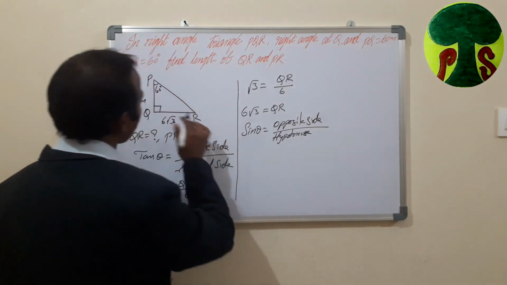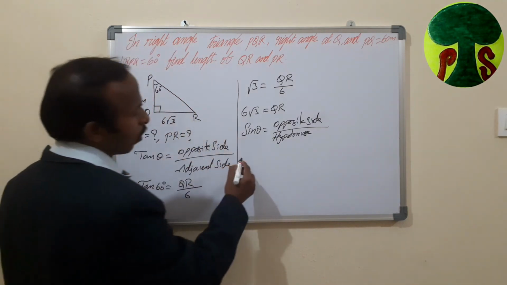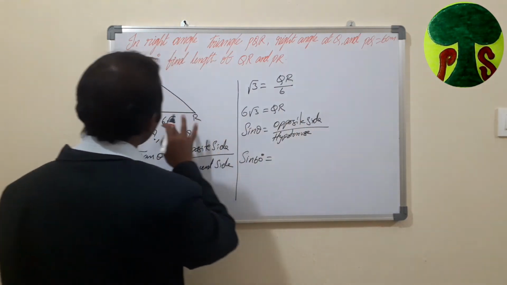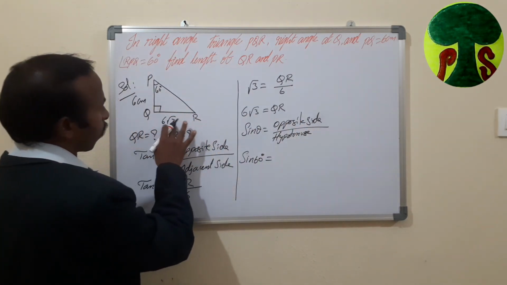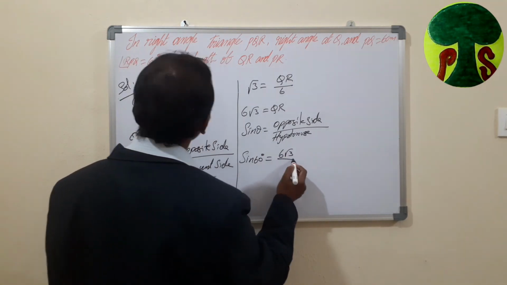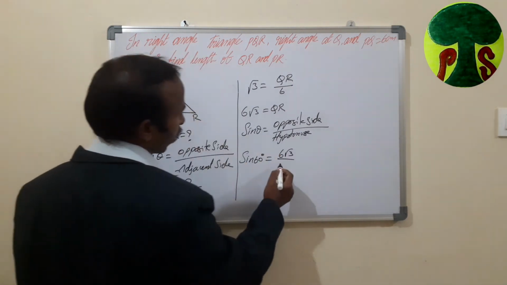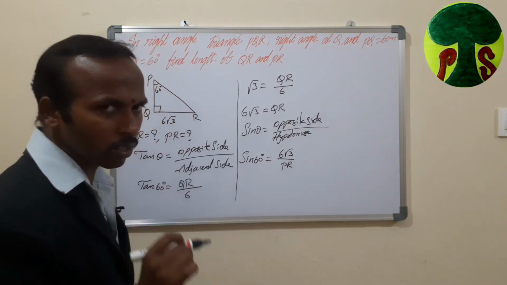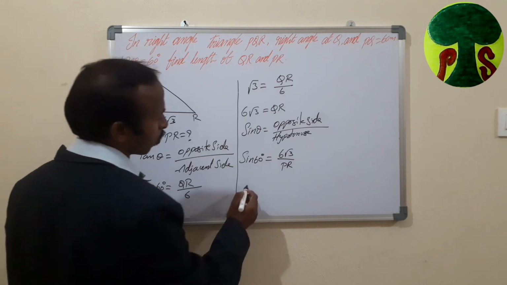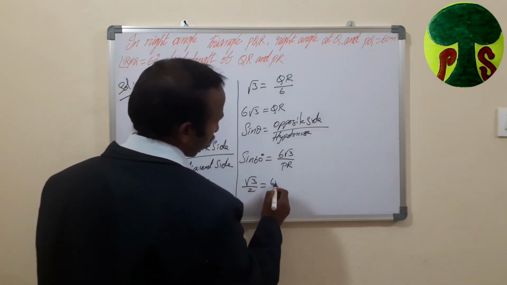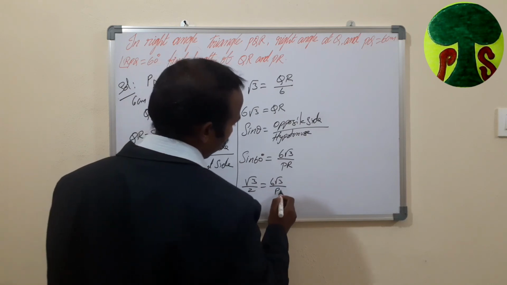Now sin theta, theta is how much? 60 degrees. Sin 60 equals opposite side, that is how much? QR. The length of QR is 6 root 3 by hypotenuse, which is PR. Now see sin 60, what is the value of sin 60? Sin 60 is root 3 by 2, equal to 6 root 3 by PR.